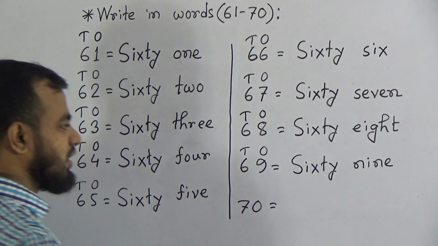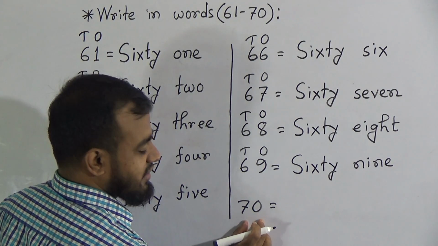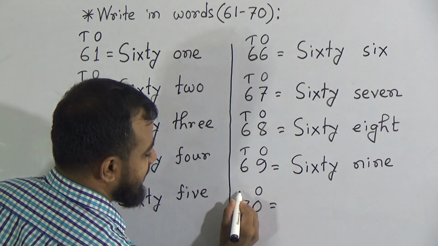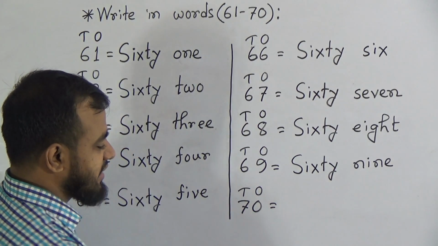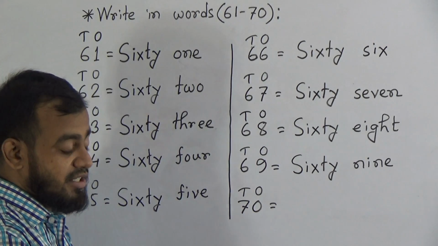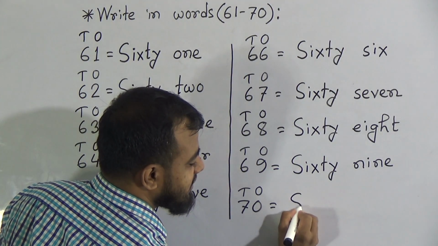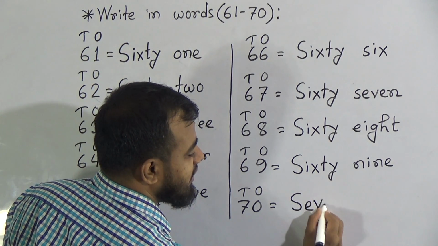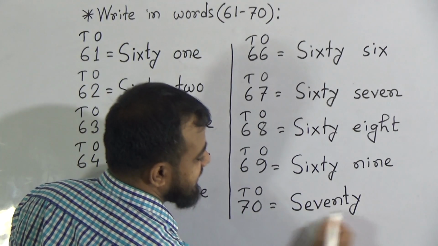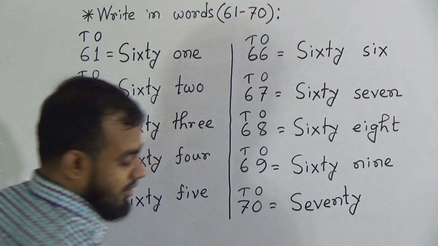After 69, the number comes which is 70. Our last number is 70. This 0 is in ones place and this 7 is in tens place. This makes 70. The spelling of 70 is the new one today. It's S-E-V-E-N-T-Y. S-E-V-E-N is 7, and we only added T-Y to write the spelling of 70.